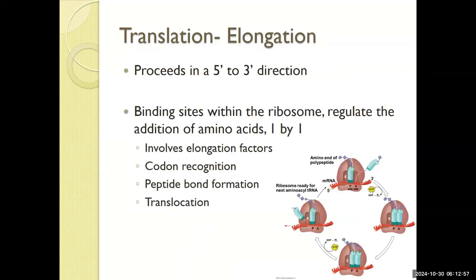During elongation, the process proceeds in a 5' to 3' direction. Binding sites within the ribosome, an A, P, or E site, regulate the addition of amino acids one by one. This involves elongation factors, codon recognition with complementary pairing, a peptide bond being formed, and then the shifting of the ribosome, translocation down the transcript.